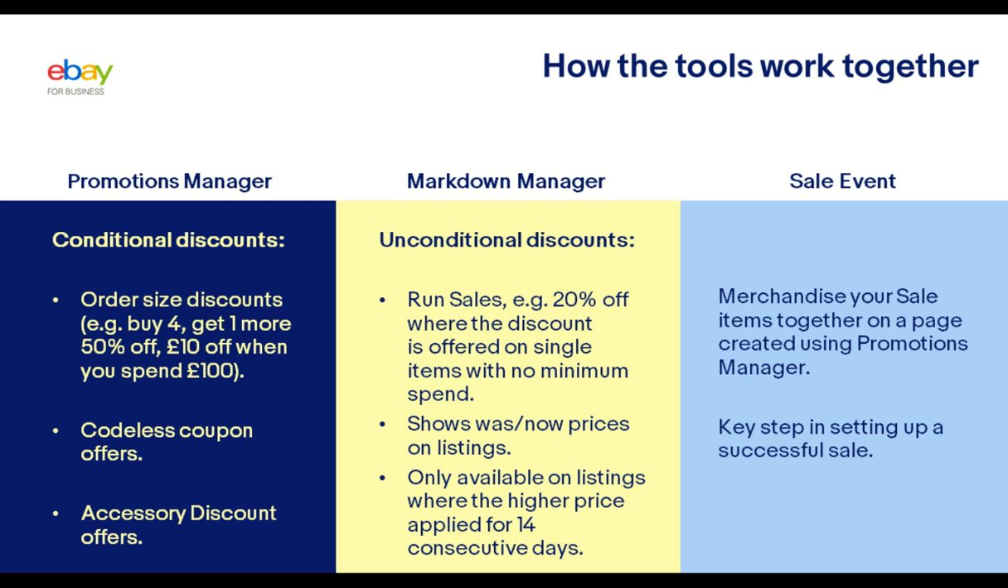Let's say it was £100, now it's £75. And that's what's showing on your listing. But if people buy 2, they get a further discount. So then they trigger that conditional discount. So you would put it into a sale on Markdown Manager, and then you can include the same listings in an order size discount offer. That will work. So you can do the two together and really give your sales some oomph.